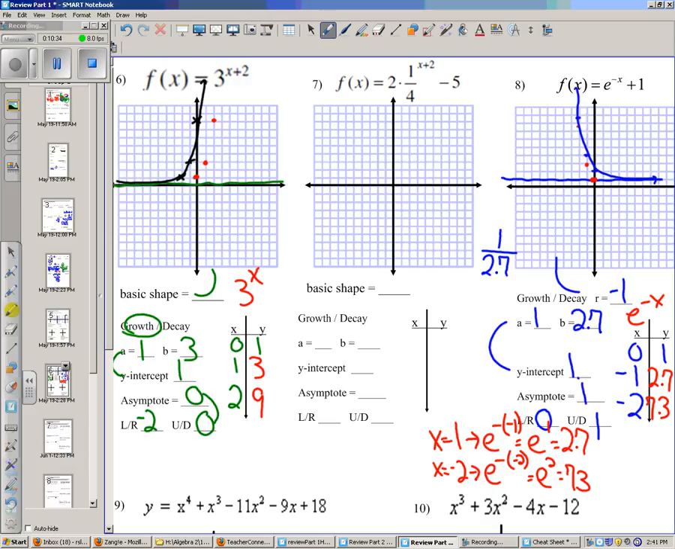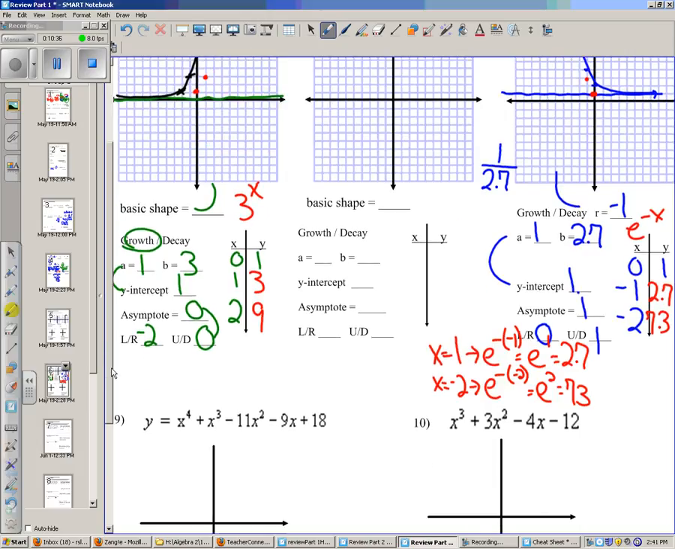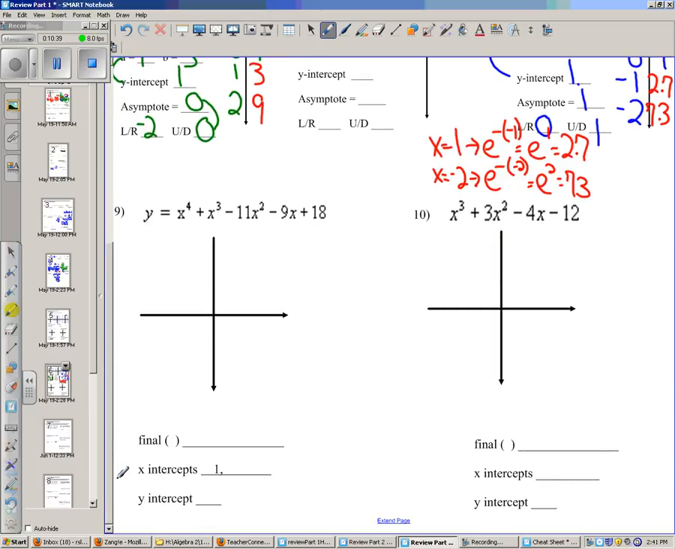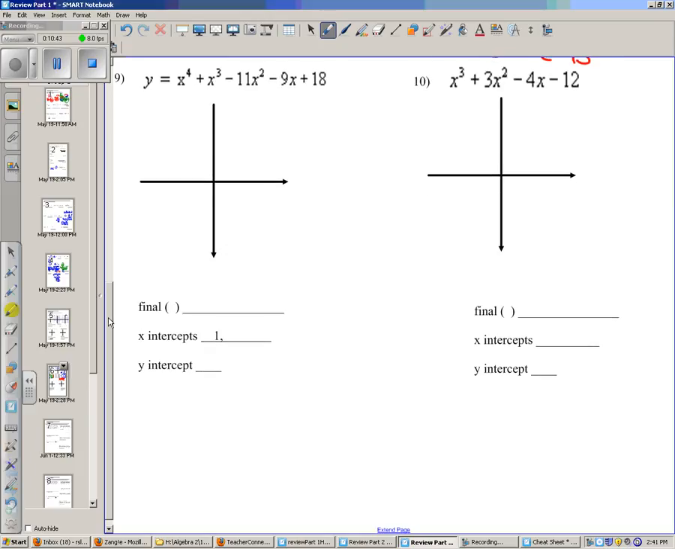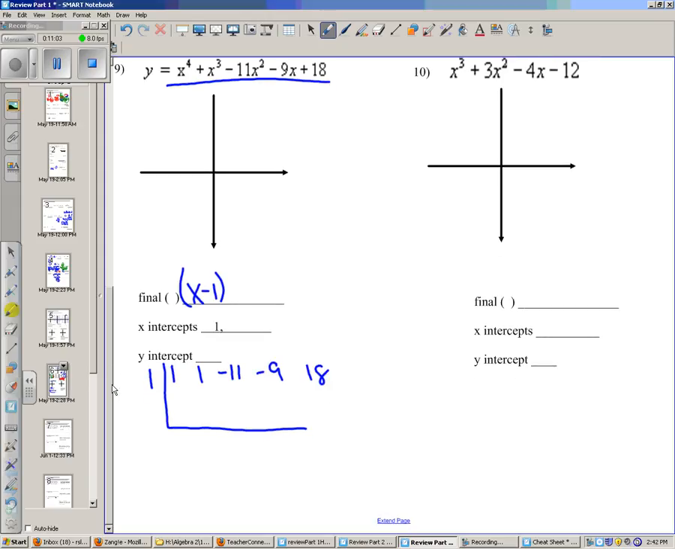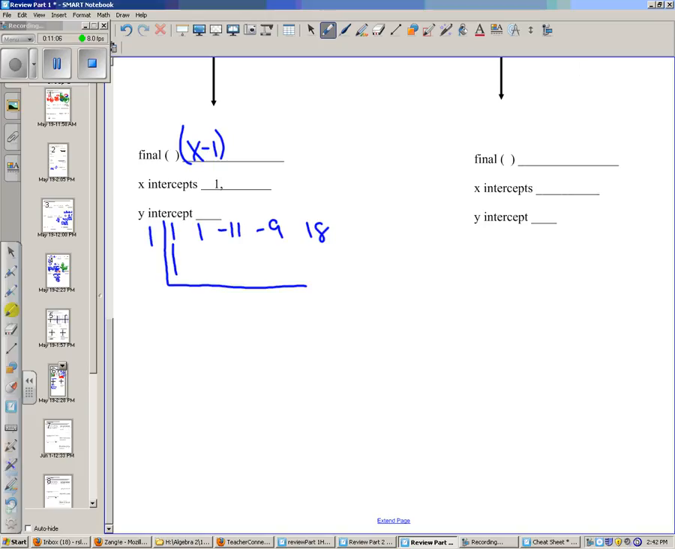Okay? Let's take a look at number 9. On number 9, I give you a clue. Since I give you a clue that the x-intercept is 1, you do need to write in the parentheses that would have gotten you there, x minus 1. So I'm going to use that shortcut or the trick, and I'm going to put in the numbers that belong to my x's up here. I have all my x's, so 1, 1, negative 11, negative 9, 18, and I'm going to go through my synthetic division. I bring the first number down, and now I'm going to multiply and add.